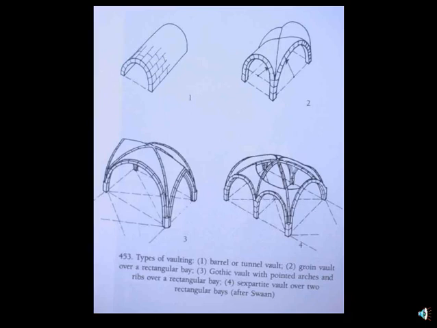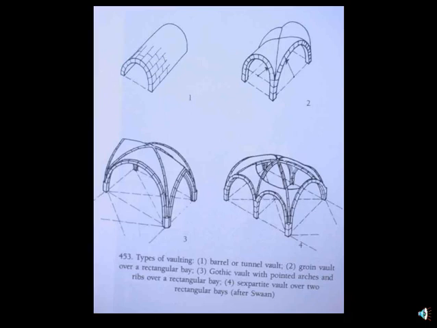Here are some types of vaulting that were employed throughout architecture. Number one, you see the barrel vault, which is also called the tunnel vault. Number two is the groin vault over a rectangular bay. Three is the Gothic vault with pointed arches and ribs over a rectangular bay. This is called a quadripartite vault. And four, similar to that but broken into 6 sections, is a sexpartite vault over 2 rectangular bays.